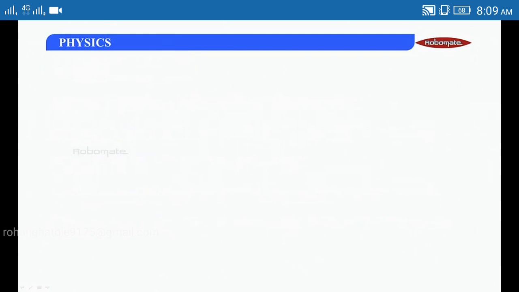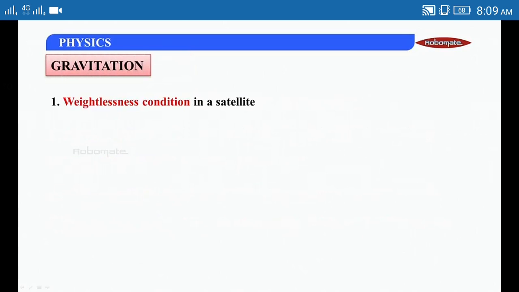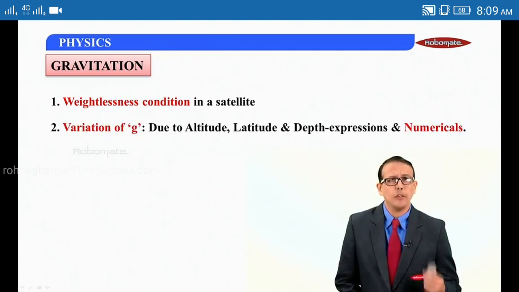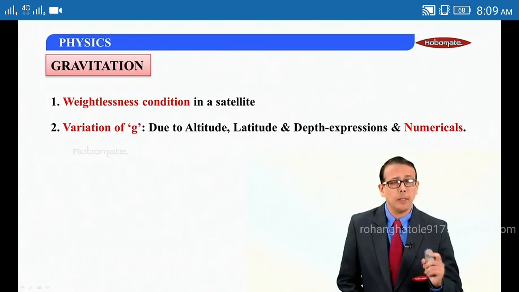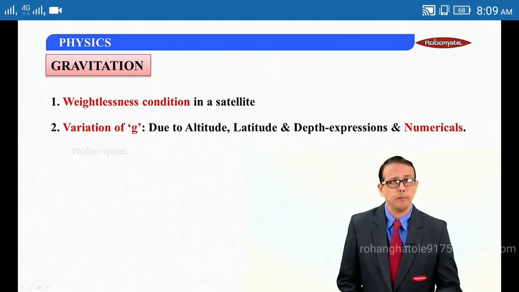Let's move ahead, students. The next chapter, gravitation. Now, one of the important questions here is the weightlessness condition in a satellite. Next, variation of g due to altitude, latitude and depth, the expression for this and also numericals based on this. Remember students, in all these questions, the diagram is absolutely necessary.